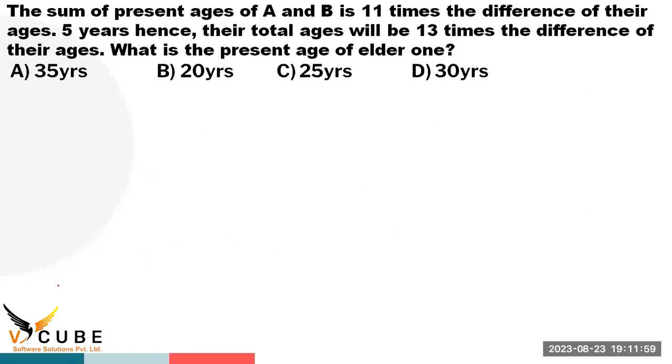The sum of present ages of A and B is 11 times the difference of their ages. 5 years hence, their total ages will be 13 times the difference of their ages. What is the present age of the elder one? What is the answer, guys?